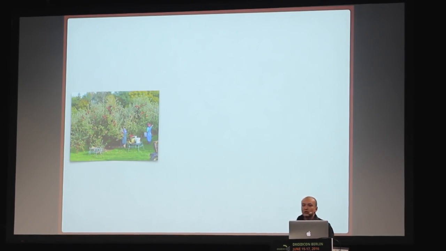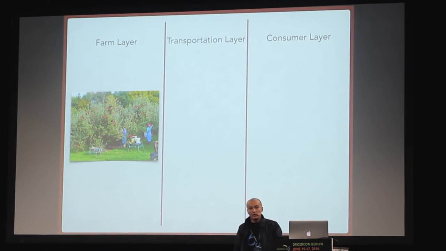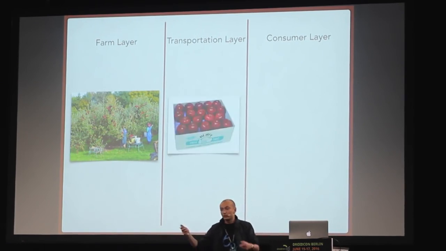So let's imagine we need to transport apples to our consumers. We can have three layers here: farm layer, transportation layer, and consumer layer. And let's imagine we want to transport the whole farm. We just take it from the ground and try to transport it. It's not very efficient. It's much better to put apples in boxes and transport them.